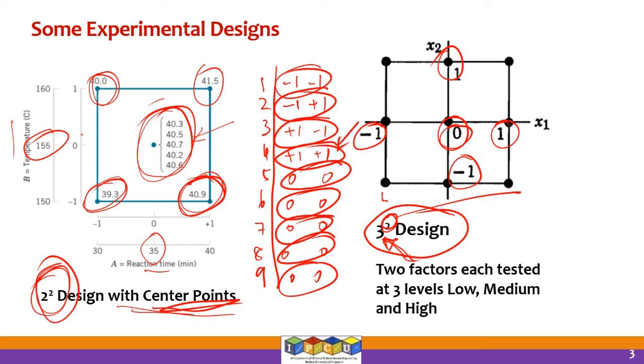So what you're doing is these 9 experimental points shown in a square, the vertices, the center point, and then the mid part of each of the 4 edges, right? Together make up the 9 experiments. This is a 3 to the power of 2 design. Again, 2 factors, and each factor run at 3 levels: low, mid, and high.